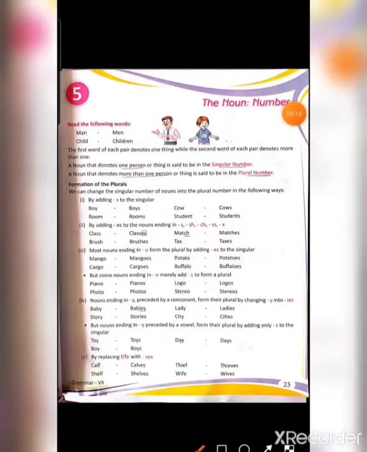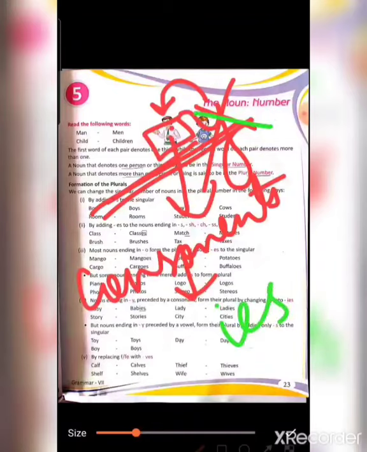So fourth point, nouns ending in y preceded by a consonant form their plural by changing y into ies. Suppose, the words which are ending in y and preceded by consonant, preceded means just before the alphabet y, there is a consonant. What do you mean by consonant? Which are not vowels. If any such word is there, so how you will make them plural? By removing y and by adding ies in place of y. Let us understand with the help of an example. You will understand it better.